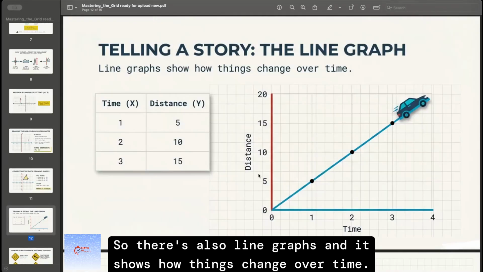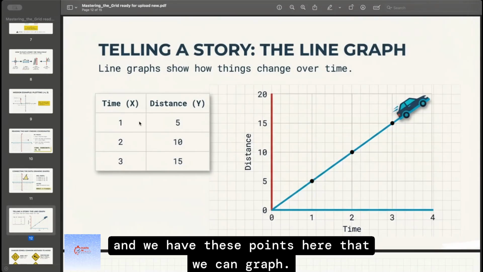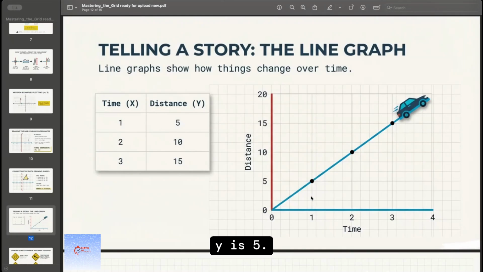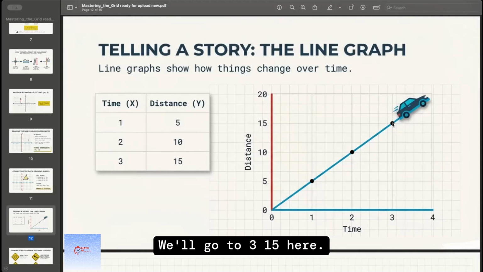So there's also line graphs, and it shows how things change over time. For example, if we have the time, which is x, and the distance, which is y, and we have these points here that we can graph. So in this case, the first step is 1, 5, where x is 1 and y is 5. Then we'll first graph that here. The second one is 2 and 10. So we'll find 2 and go to 10. And then there's also 3 and 15. We'll go to 3, 15 here.